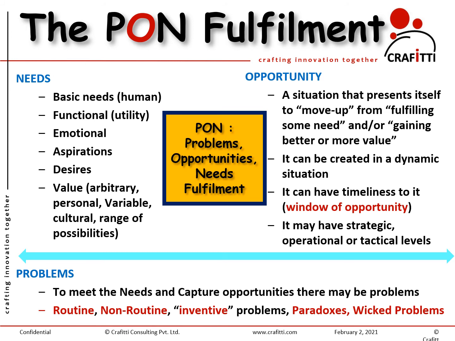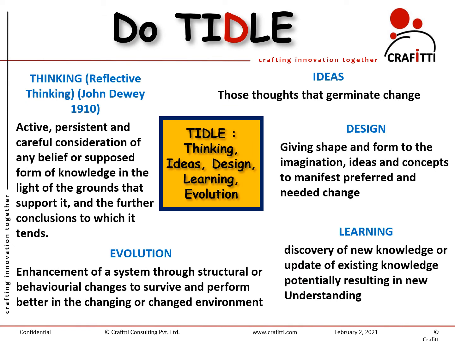So we need the third component of our definition, which is we need to do tiddle. Tiddle requires us to start with thought, thinking. In a very old book by John Dewey in 1910, he has written an interesting point about something called reflective thinking. He says: active, persistent, and careful consideration of any belief or supposed form of knowledge in the light of the grounds that support it and the further conclusions to which it tends. So this is really what reflective thinking is, and I think this is the key component of our tiddle part.